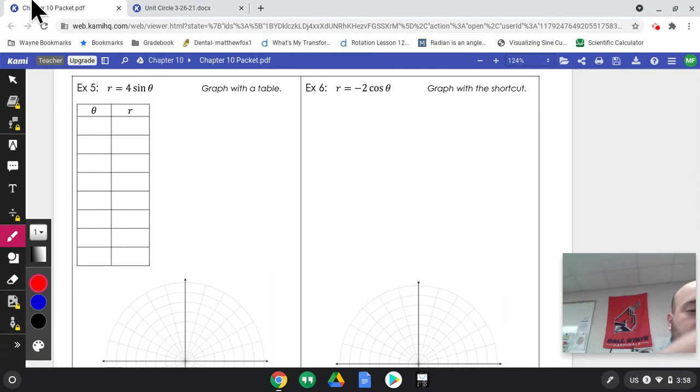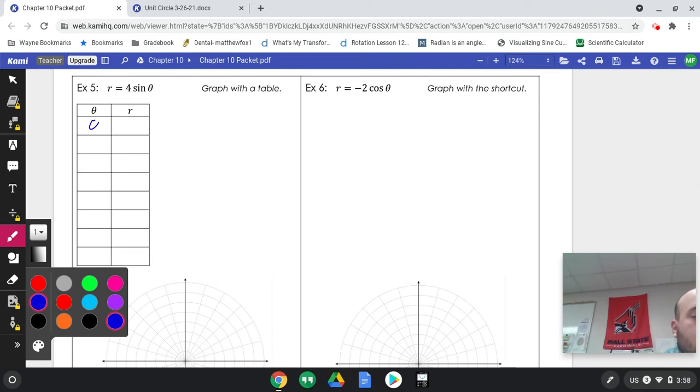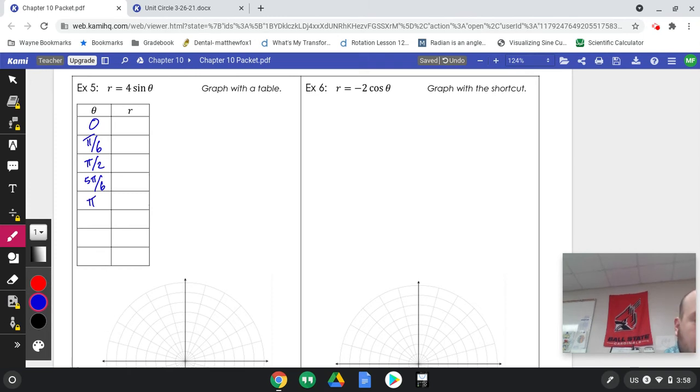And those values for sine, it's not the same for cosine, but for sine, those values that are nice to work with would be 0, pi over 6, pi over 2, 5 pi over 6, pi, 7 pi over 6, 3 pi over 2, and 11 pi over 6.